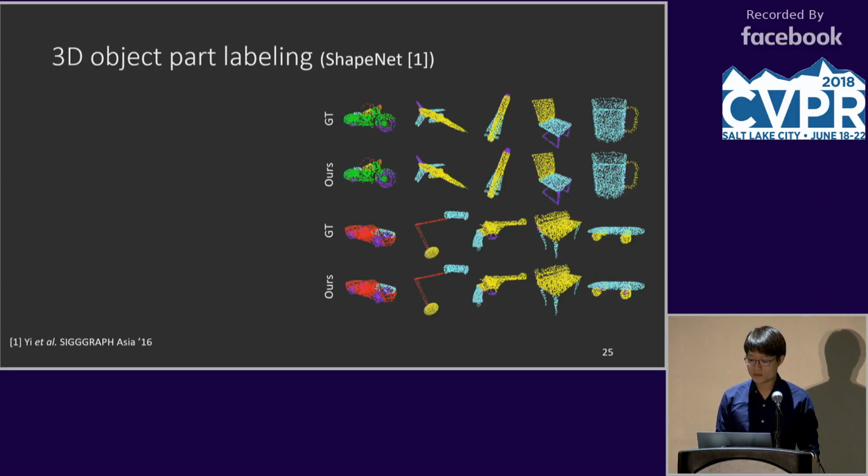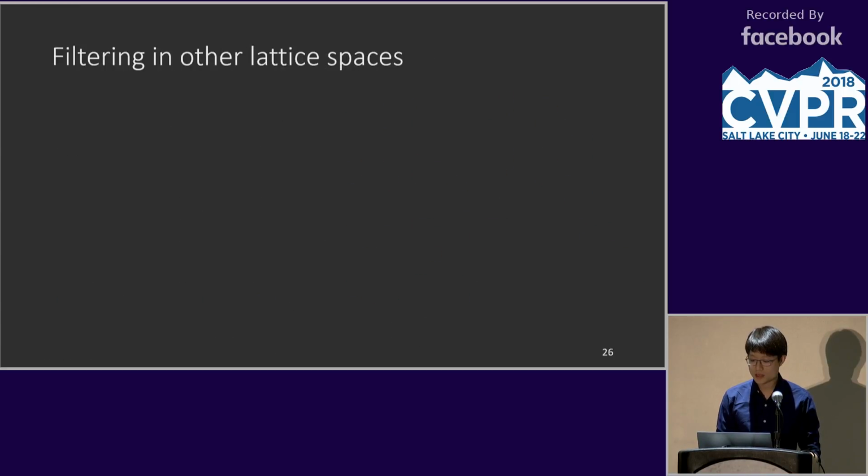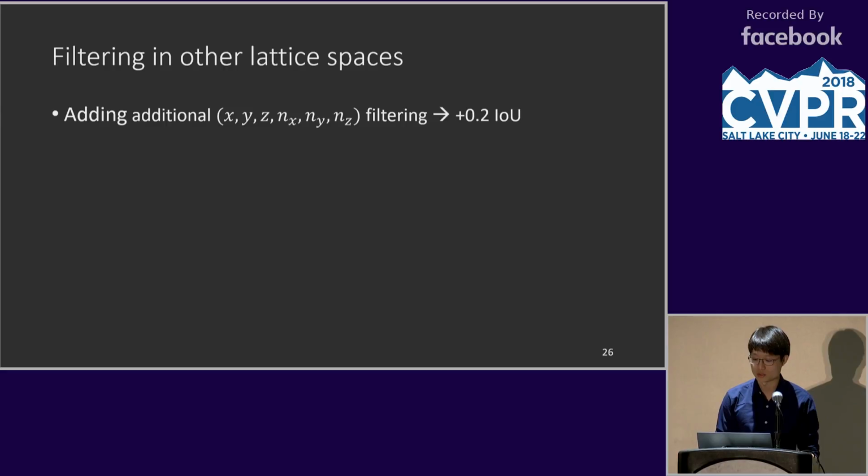Another benchmark we evaluated on is ShapeNet part segmentation. Quantitatively, our SPLATNet 3D is on par with the state-of-the-art methods, and our joint 2D-3D model achieves further improvements. All 3D bilateral conv layers shown previously in our network use XYZ with different scales as lattice feature. We also investigated using a 6-dimensional lattice feature, XYZ and point normal directions. However, doing so only improved performance marginally.